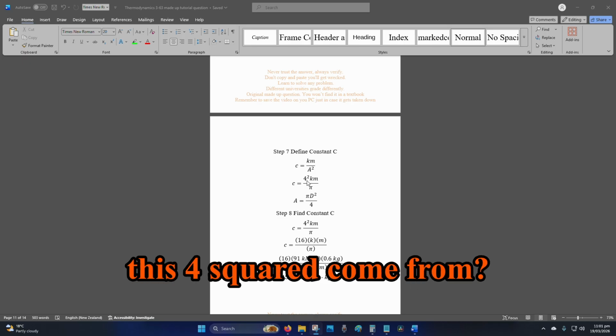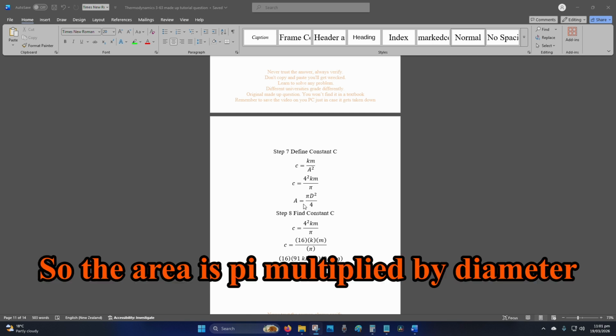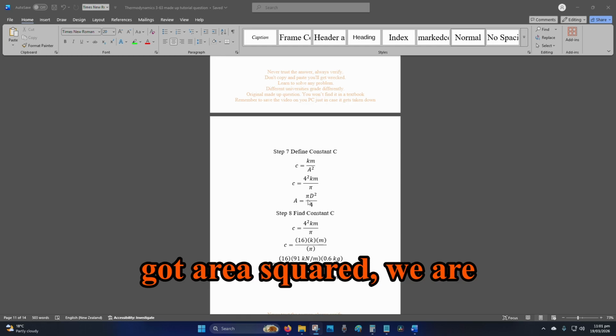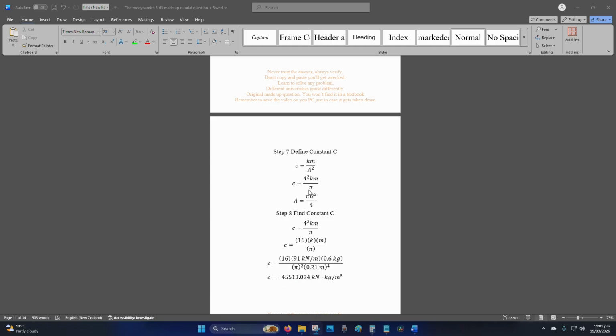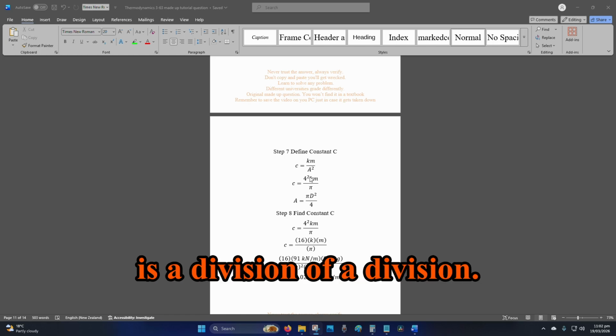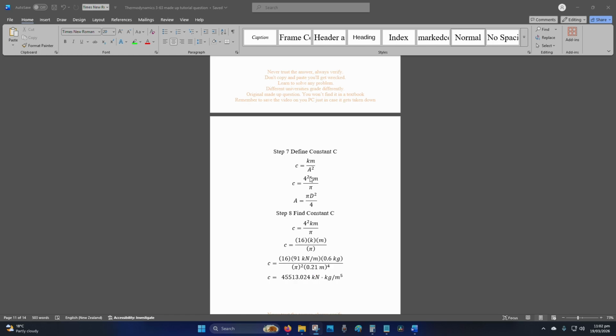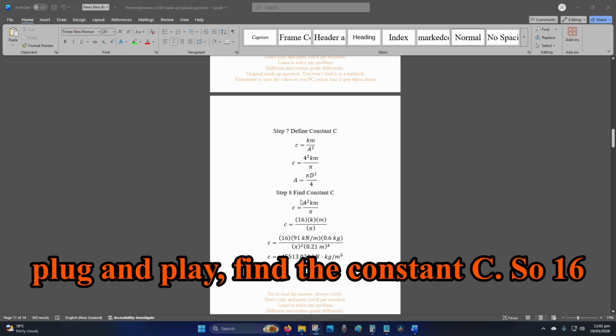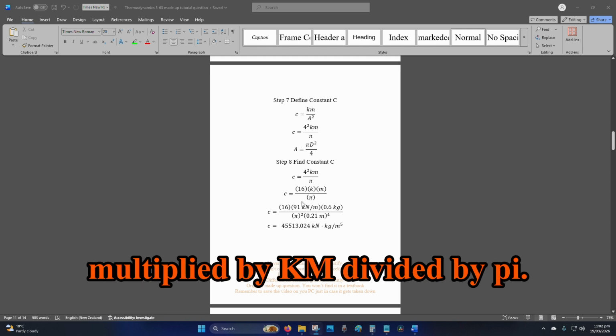Where did this 4 squared come from? The area is pi multiplied by diameter squared divided by 4. Since we've got area squared, we're going to have 2 sets of 4, and they're going to be brought up onto the numerator because it's a division of a division. Okay, step 8, we're now just going to plug and play to find the constant C. So 16 multiplied by km divided by pi.